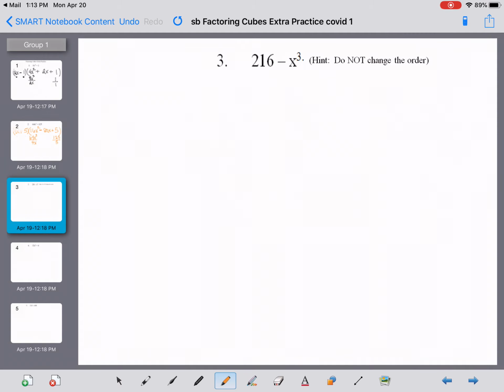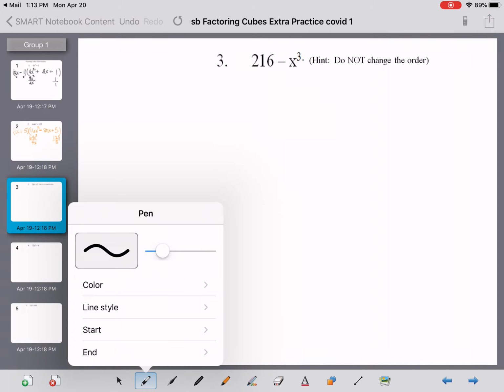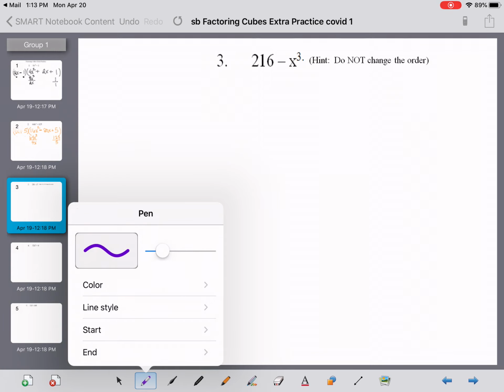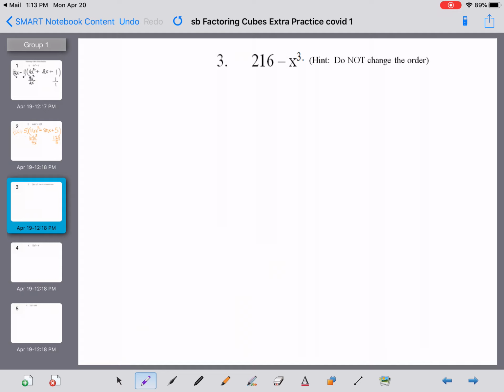Problem number 3. Notice my hint as I'm getting the pen ready to write here. In this particular case, hint, do not change the order. Start with little parentheses and then the big parentheses. And then what we have to do is take the cube root of 216. Use your calculator if you need to, but the cube root of 216 is 6.